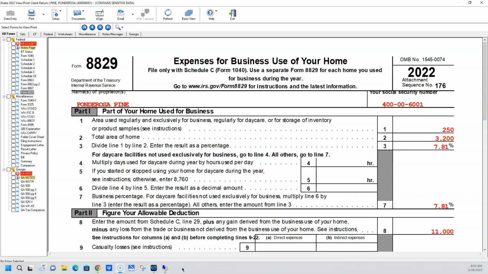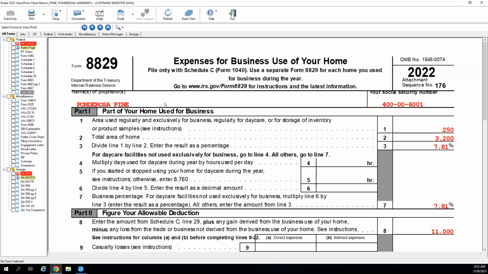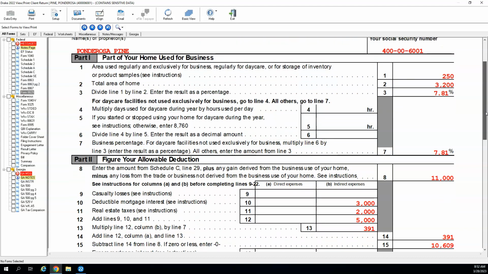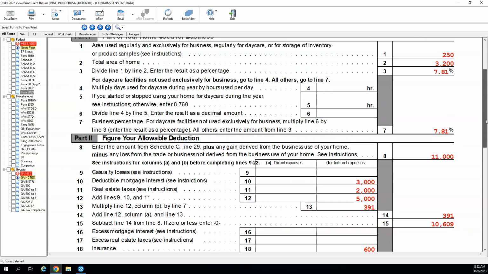So for this assumption here, this is Ponderosa Pine. This is a fictitious person. This is a fictitious social security number. At least I hope it is. And so we're going to talk about the deduction itself. Okay. So we're going to make some assumptions here.